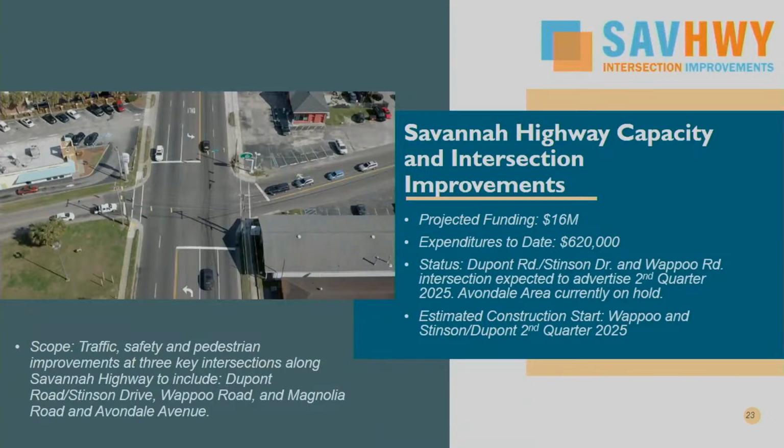Savannah Highway capacity, this involves 3 intersections, one down in the Avondale area that we're working closely with the City of Charleston on right-of-way acquisition. They are the lead on the right-of-way acquisition in that area. The other 2 intersections are DuPont at Stinson and Wapoo. Those projects we expect to advertise this year for construction.